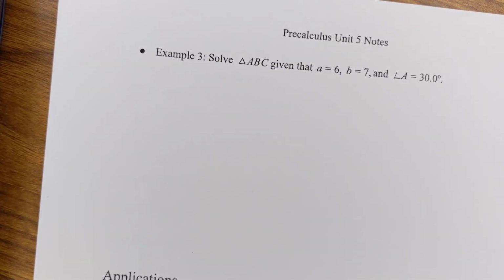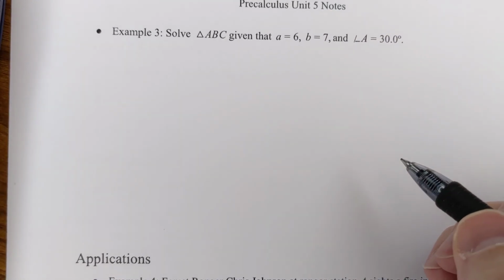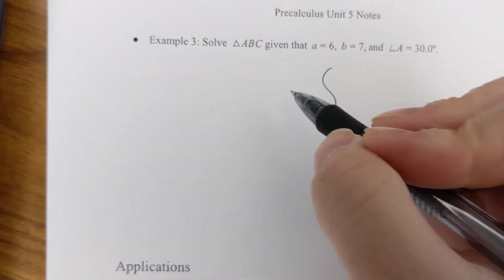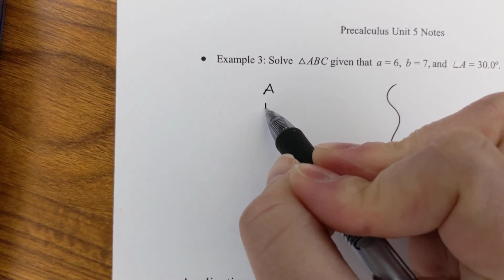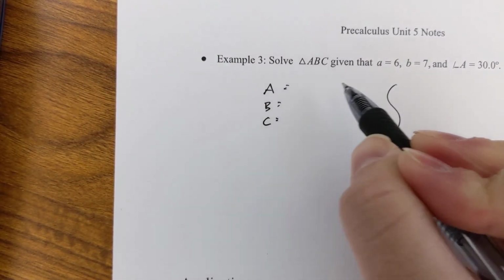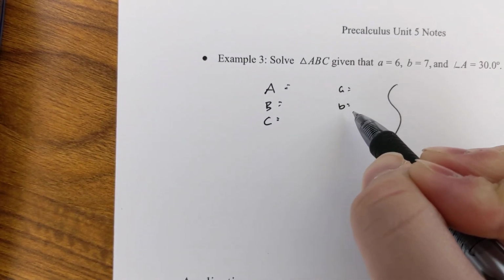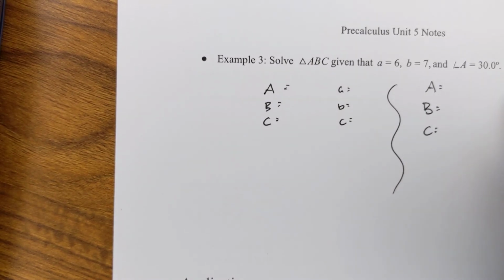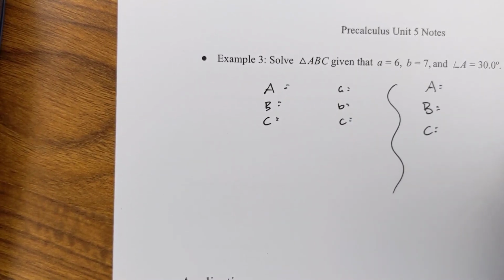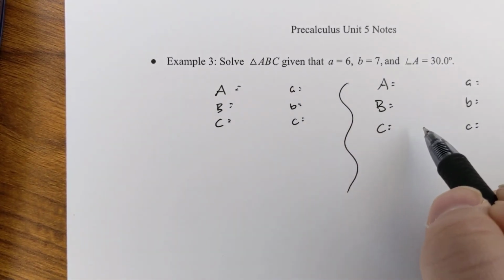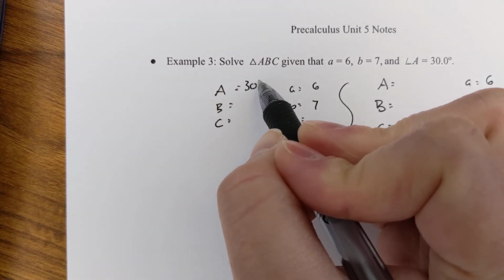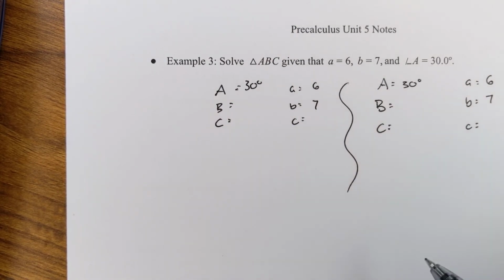Okay, so let's look at example 3. So same setups. So we're given two sides, so we have to assume that we may have two triangles. So for the first triangle, angle A, angle B, angle C, side A, side B, side C, and the same for the second. So remember, they start the same. So 6 and 7, 6 and 7, angle A is 30 degrees, angle A is 30 degrees.